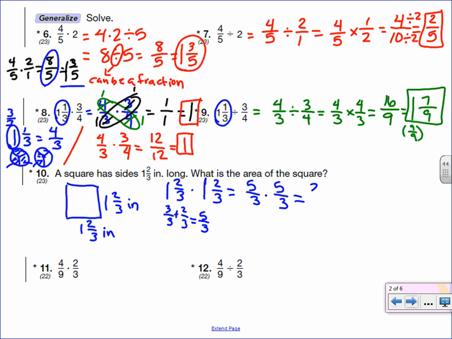5 times 5 is 25. 3 times 3 is 9. And 9 would go into 25 twice. That would be 18. And then I would have 7 left over. So the 2 is from 18/9. And then 18 plus 7 would be 25. So 2 7/9 inches squared, since it's area.